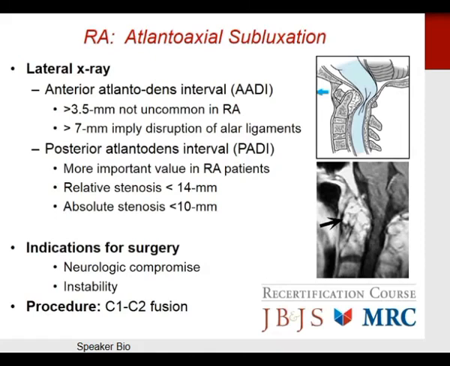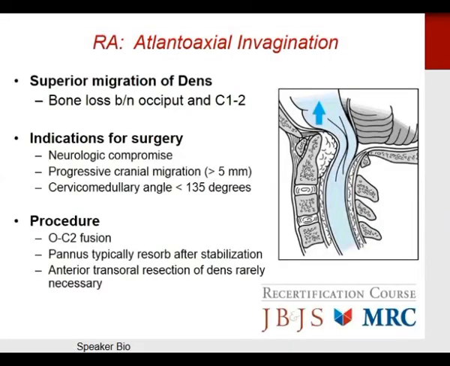This is the distance between the back of the dens to the anterior aspect of the ring of C1. There's a relative stenosis if it's less than 14 millimeters, and absolute stenosis if it's less than 10 millimeters. Indications for surgery include neurologic compromise and instability. Stabilization of C1, C2 is all that is needed.